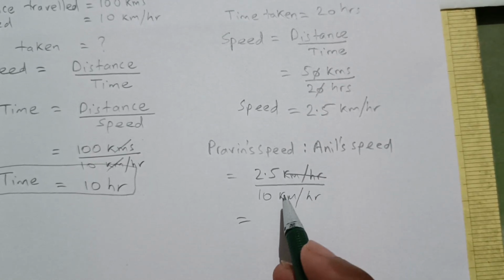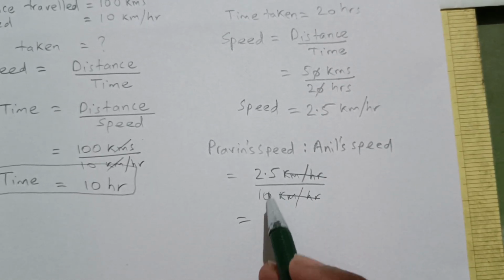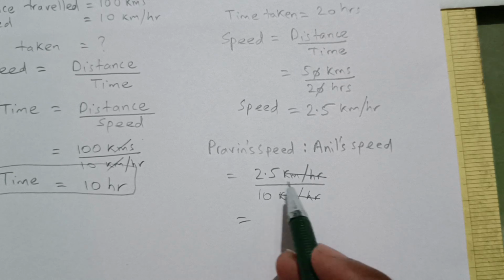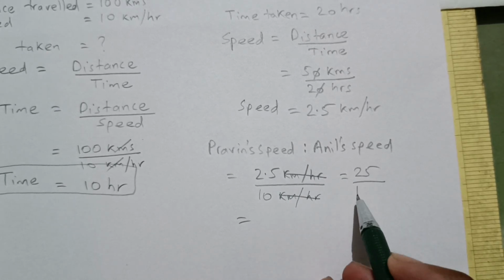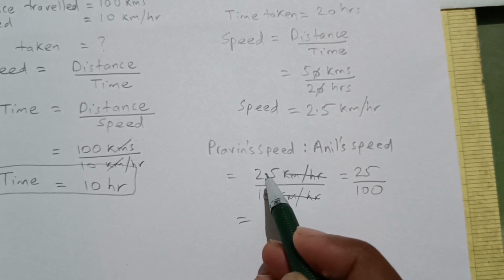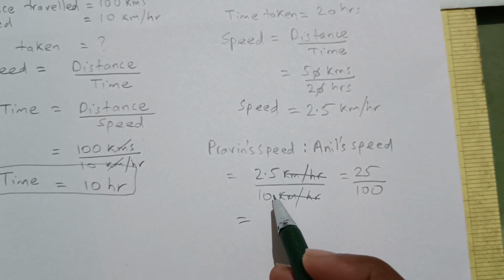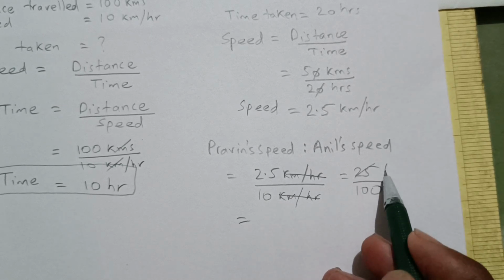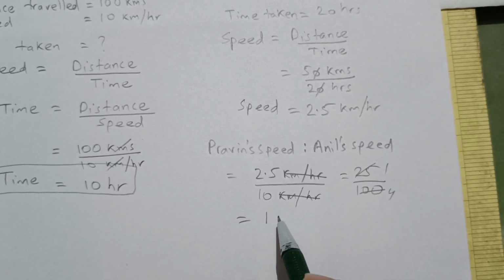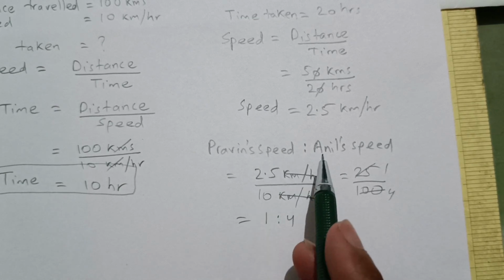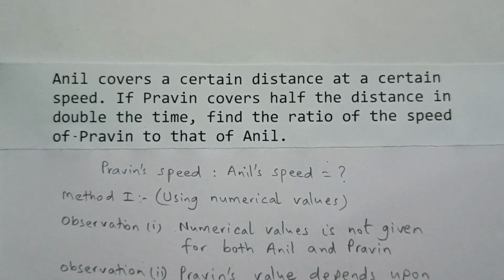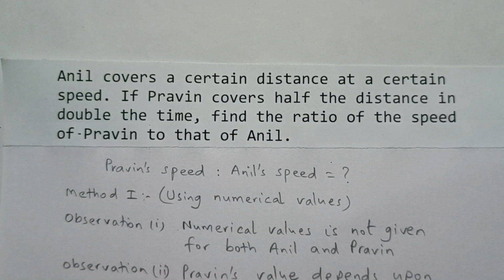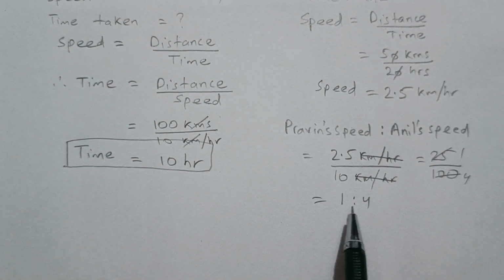So kilometer per hour and kilometer per hour cancel with each other. So 2.5 upon 10, which I can take as 25 upon 100. I have removed the decimal, so this becomes 25, and I will add a 0 over here, so this becomes 100. So 25 by 100 is 1 by 4. So 1 is to 4. So the ratio of the speed of Praveen to that of Anil is 1 is to 4.